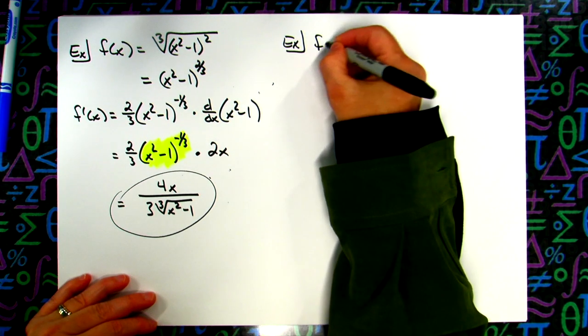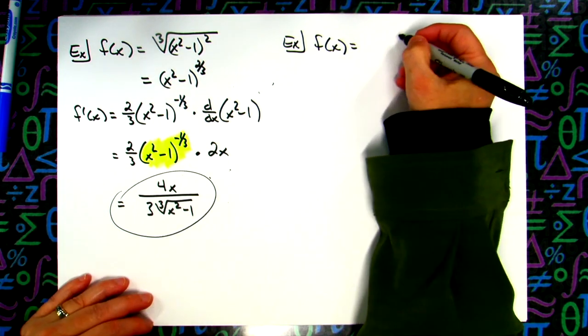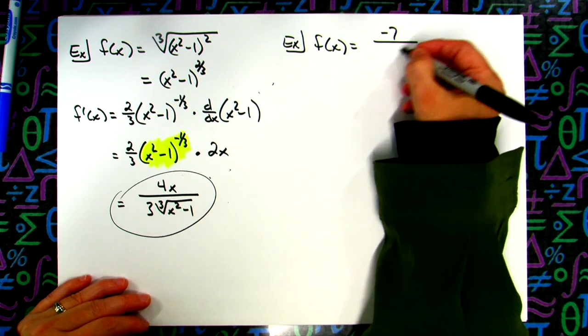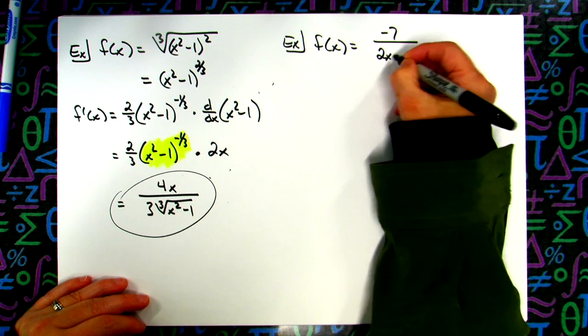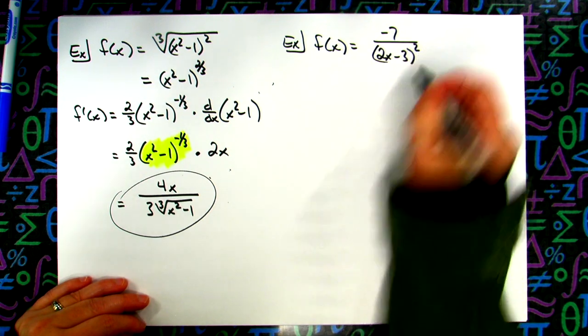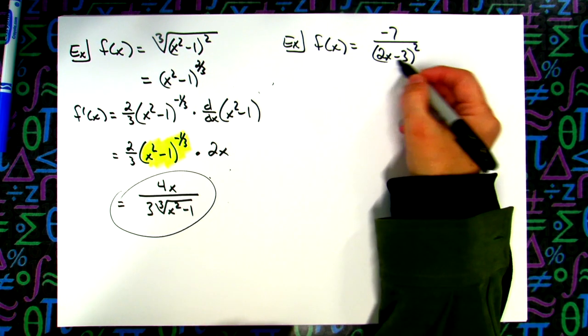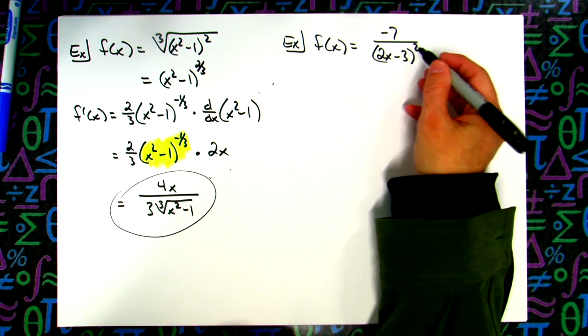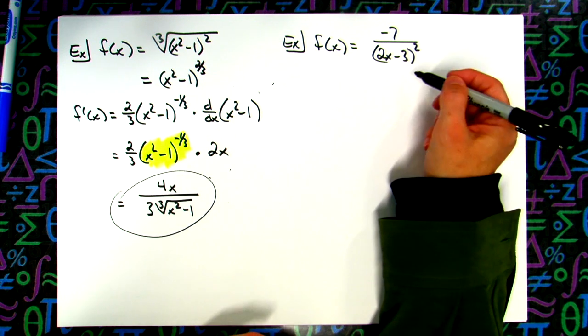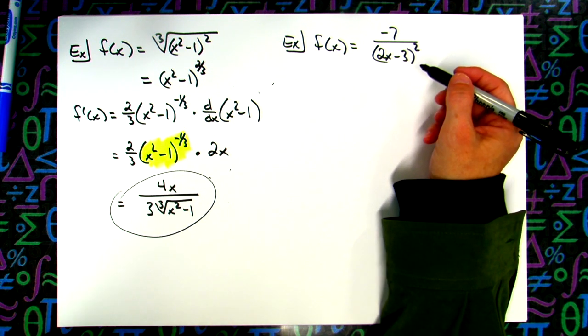Let's say you've got an f of x. Maybe you had a negative 7 on top, and you had a 2x minus 3, squared. Now we see a quotient, right? However, don't we agree that quotient rule is harder than product rule? I have a chain. The chain's in the bottom. Here's my inside, and then I've got something raised to the second power. Yes, I could do quotient rule. I'm guessing the algebra would be pretty nasty.